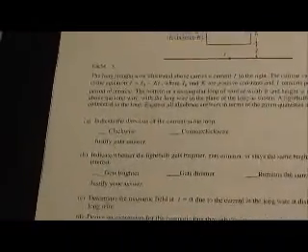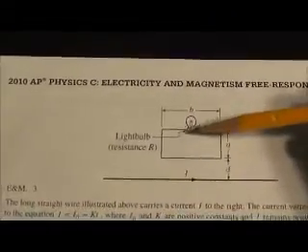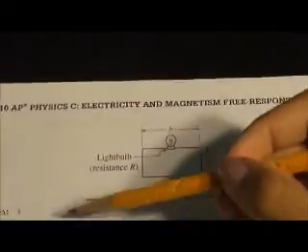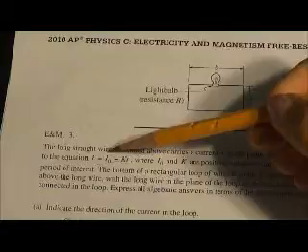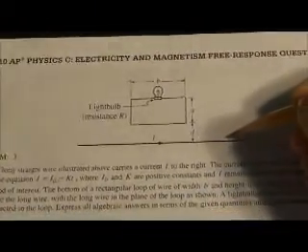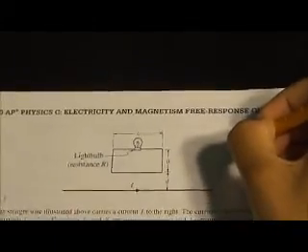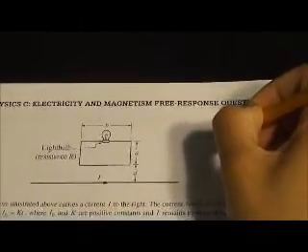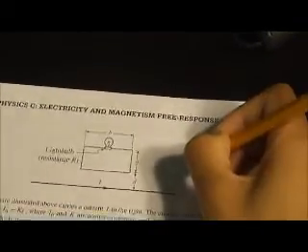Part A asks us to indicate the direction of the current in the loop. So we're looking for the current going through this section. And we know that the equation is I equals I initial minus kt, and that I initial and k are positive, meaning over time this current is decreasing. So we know that the current in the wire is decreasing.